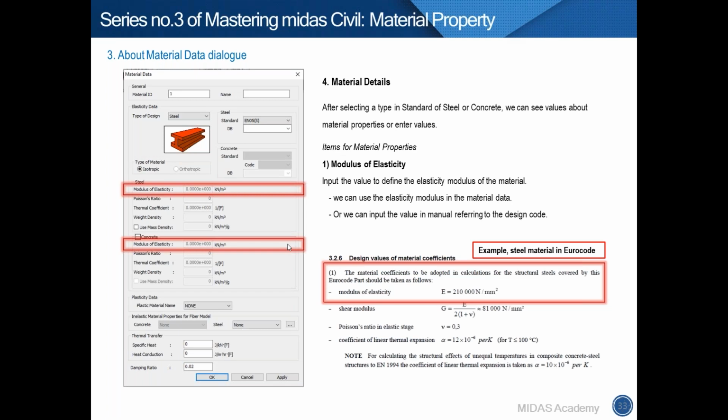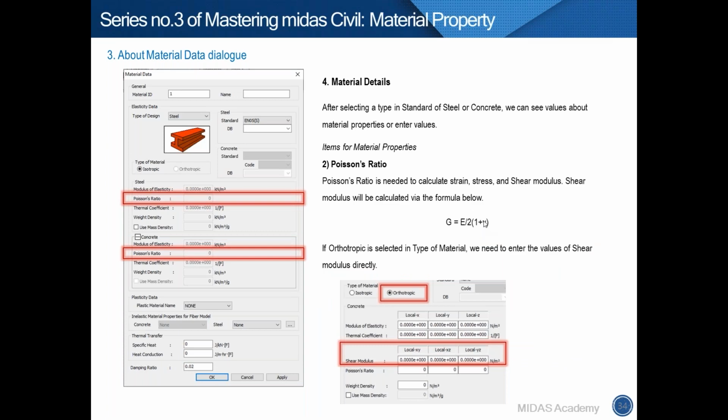And after selecting a material data, we can see some values in the mechanical properties under steel or concrete. The first one is the elastic modulus. It is used to calculate the stiffness of elements mainly, and also it can be used for thermal loads and calculating shear modulus and so on. So we can use a value from the database or input the value manually referring to the design code like this, or material specification.